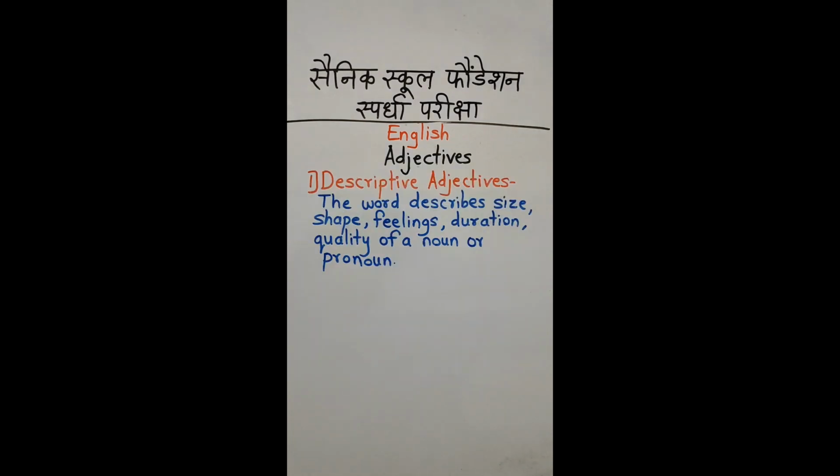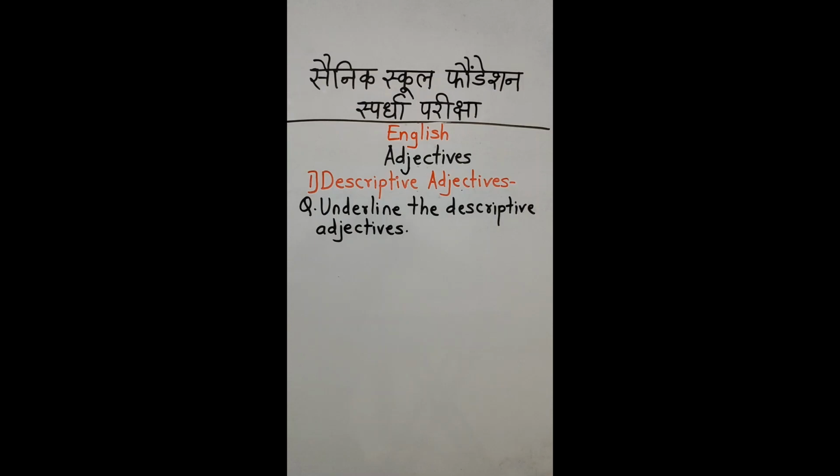The first type of adjective we will see is the descriptive adjective. Descriptive adjectives are words that describe a noun or pronoun in a sentence. That is, words that describe the size, shape, feelings, duration or quality of a noun or pronoun in a sentence. For example, happy, cheap, tall, etc. All such words which indicate the size, shape, feelings, duration or qualities of a noun or pronoun are called descriptive adjectives.